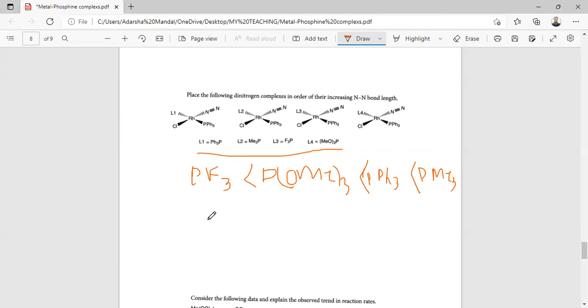So the order is, if these are 1, 2, 3, 4, then 3 has lower NN bond length compared to 4, compared to 1, then compared to 2.